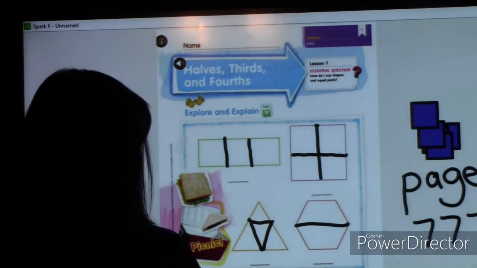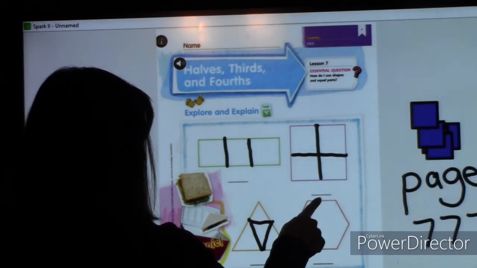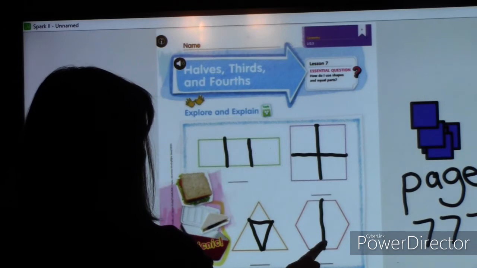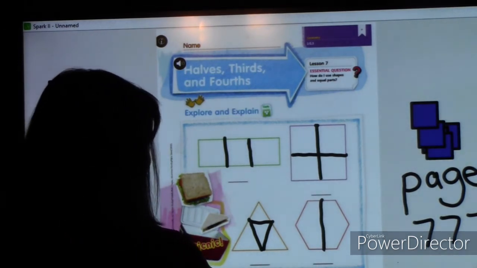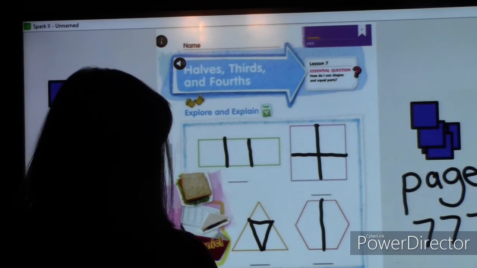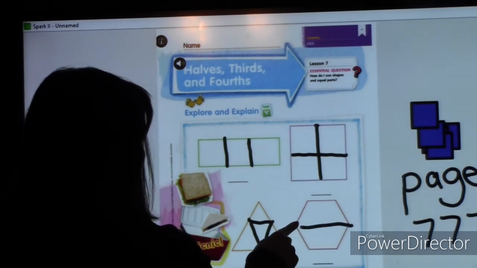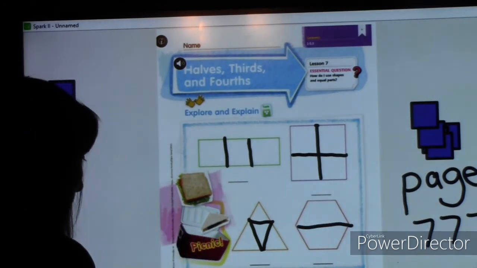And the hexagon you can also divide in half this way. And that works the same. As long as both halves are the same, you can divide it vertically or you can divide it horizontally.